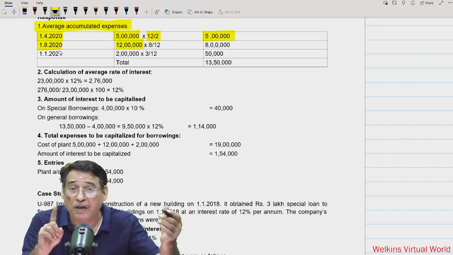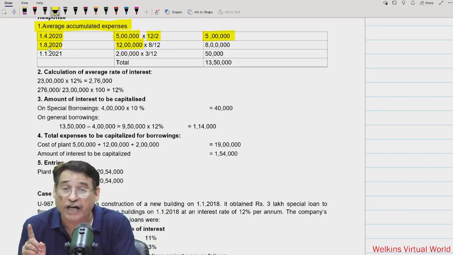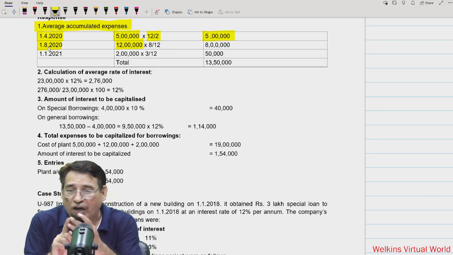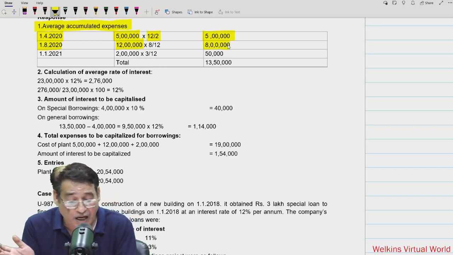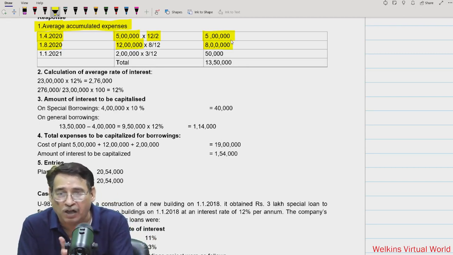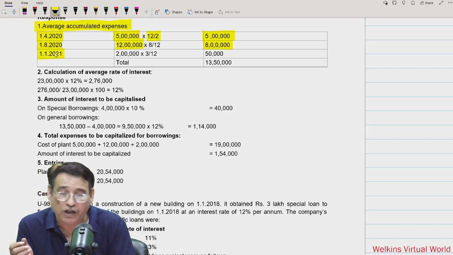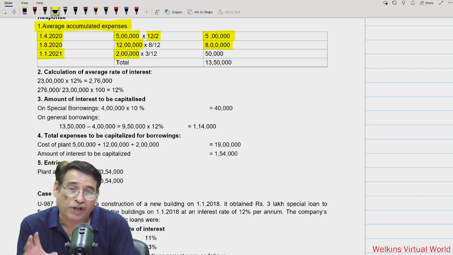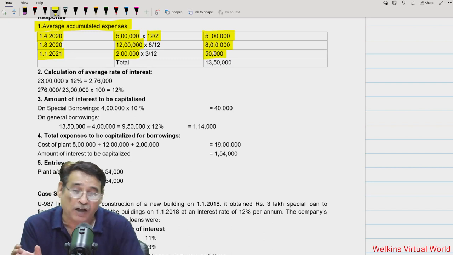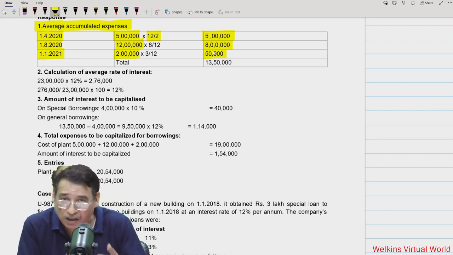That means only how many months are remaining? If I am going to 1st of August, so that means 8 months are remaining. So 1 lakh into 8 will be 8 lakh. That means out of 12 lakh, 8 lakhs worth of expenditure is related to the current period effectively. Similarly, on 1/1/2021, 2 lakh worth of expenditure was made. I will divide 2 lakh by 12. And then remaining months are 3, I will multiply it with 3 to get 50,000. That means out of 2 lakh, only 50,000 effectively were used on the construction in this year.